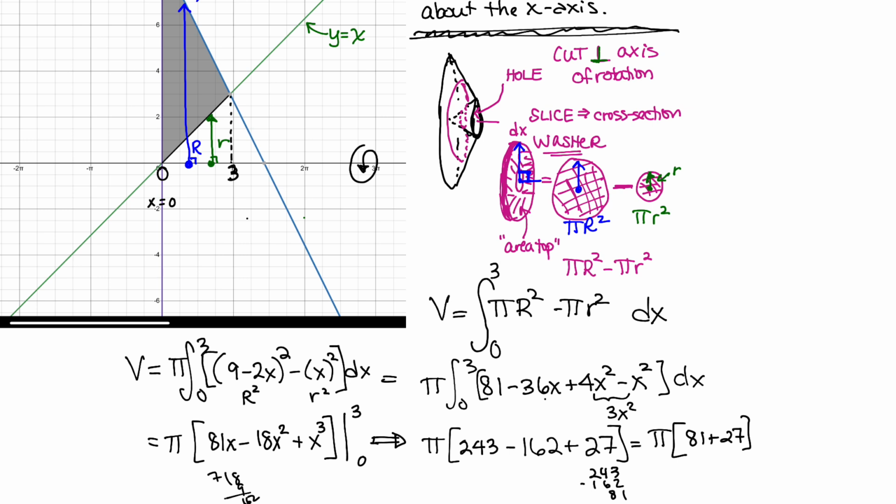Plug it into my calculator. Are you getting 108 pi? 108 pi? Cubic units? Is that what you got, Ava? Cubic units? Oh, I don't think I got that in the last class. I think I added wrong. We might have. Maybe we got it. I can't remember.